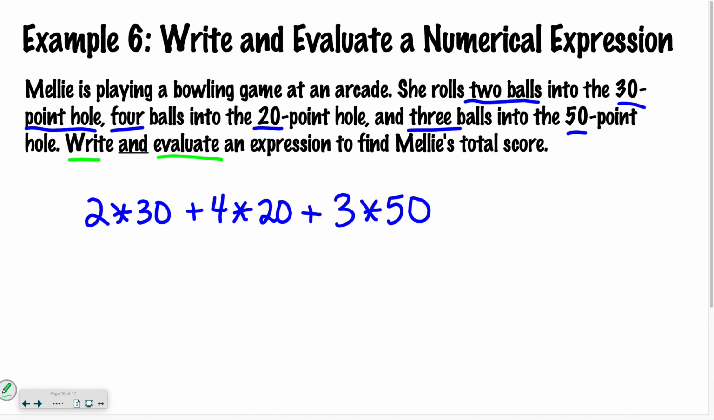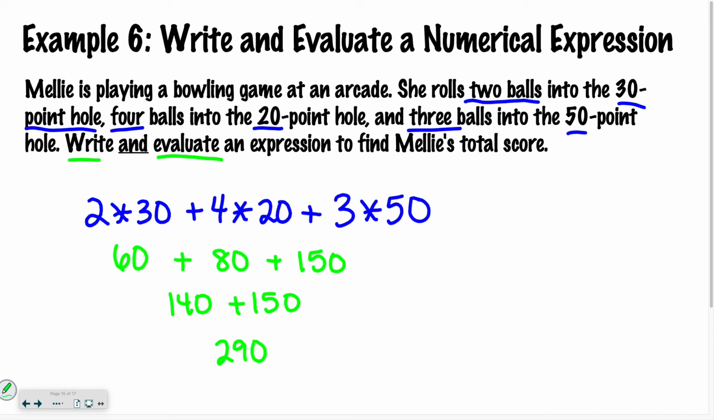Then it asks me to evaluate. So 2 times 30 is 60, plus 4 times 20 is 80, plus 3 times 50 is 150. 60 plus 80 is 140, plus 150, and then 140 plus 150 is 290 points. So that will be my final answer, okay?